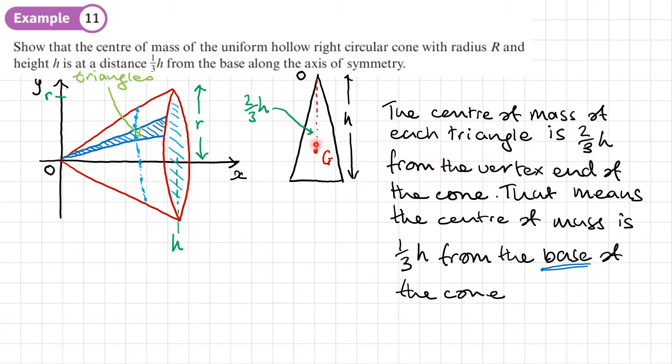In other words, the center of mass of the whole cone is 2/3 h from the vertex end of the cone. So that means that the center of mass is 1/3 h measured from the base of the cone, because that's what we were actually asked to show. So we've shown that by dividing up into these triangles, using the center of mass of one of these triangles, the center of mass of all of the triangles around the cone is going to be this 2/3 h from the vertex end, which means it's going to be 1/3 h from the base of the cone.